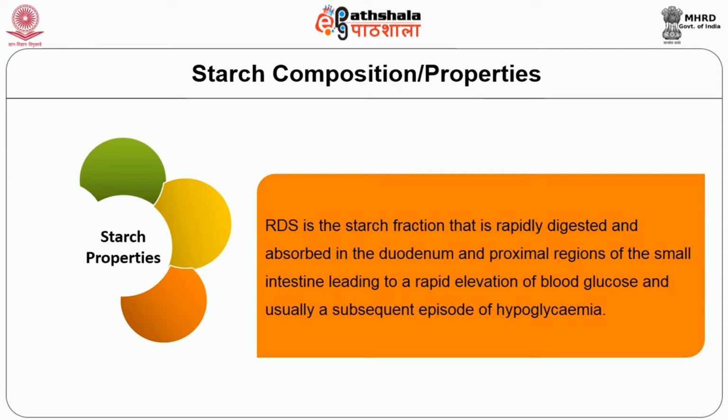What is rapidly digestible starch? It is a starch fraction that is rapidly digested and absorbed in the duodenum and proximal regions of the small intestine, leading to a rapid elevation of blood glucose and usually a subsequent episode of hypoglycemia.